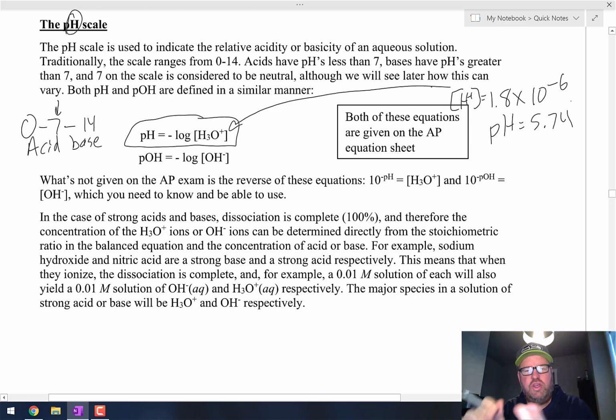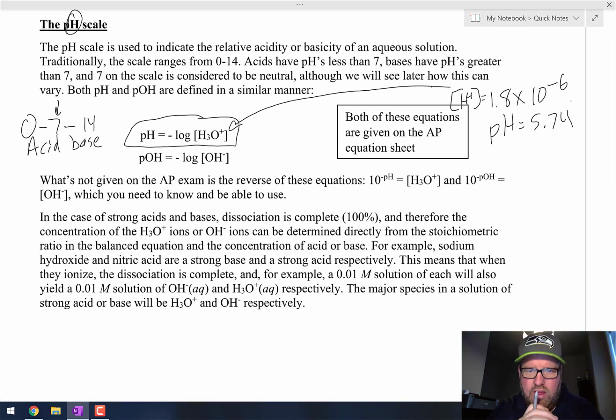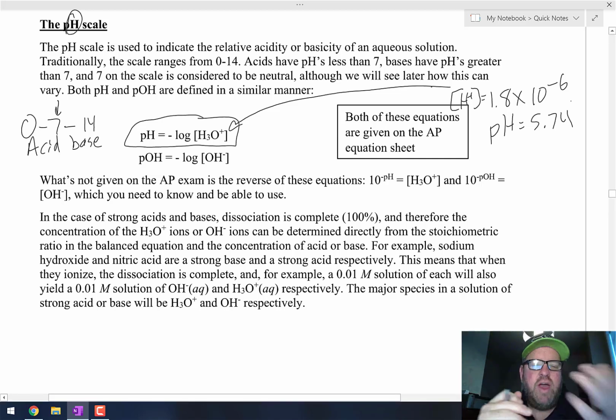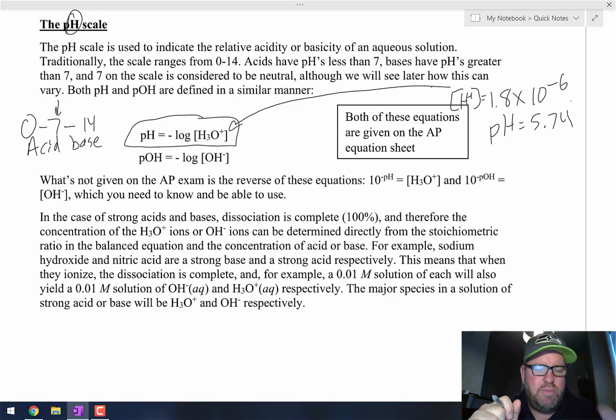So the closer you get to 7, the fewer hydrogen ions are in the solution. The farther from 7 you get, closer to 0, the more hydrogen ions you have in that solution. So a pH of 1 versus a pH of 6 means that you have a lot more hydrogen ions at a pH of 1 in the solution than you do at a pH of 6.